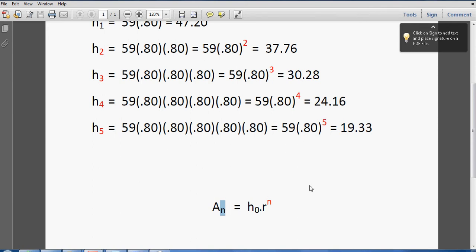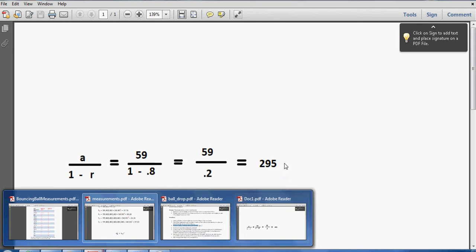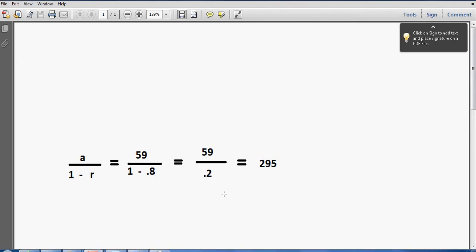So now, here's a way that you can calculate this, and this only works if your ratio r is less than 1. If your r ratio number is greater than 1, this formula that we're going to use, a over 1 minus r, will not work in order to calculate an estimated limit.